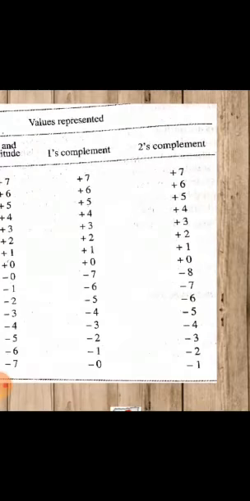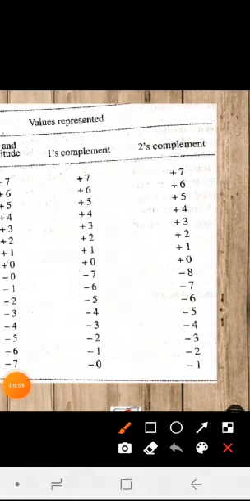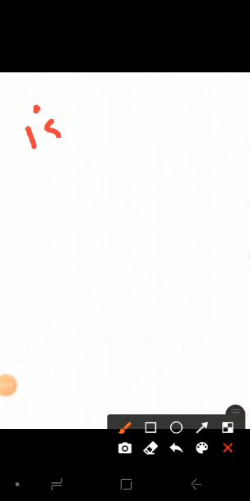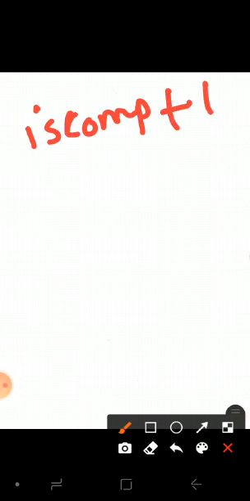Similarly, the same number in 2's complement, we have given as minus 8. You can see here, the same number is represented as minus 8 in 2's complement form. So how do you find the 2's complement of a given number? To find the 2's complement of a number, first you need to do the 1's complement. Then you need to add plus 1 to this.